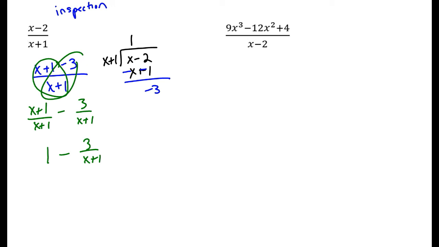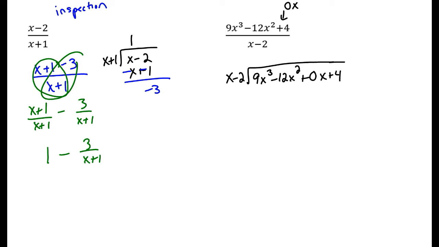And finally, this last one, flip a coin. What am I doing? I'm doing long division. Sorry, reverse tabular people out there. I've got 9x cubed minus 12x squared. I can't put a plus 4 there because I need a placeholder. I'm missing my 0x term. Make sure even if you did reverse tabular that you accounted for that 0x term, otherwise things won't line up nicely.